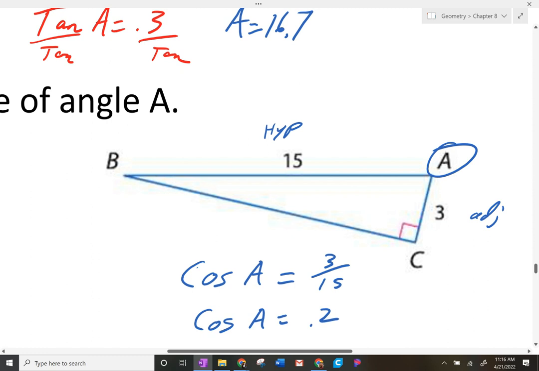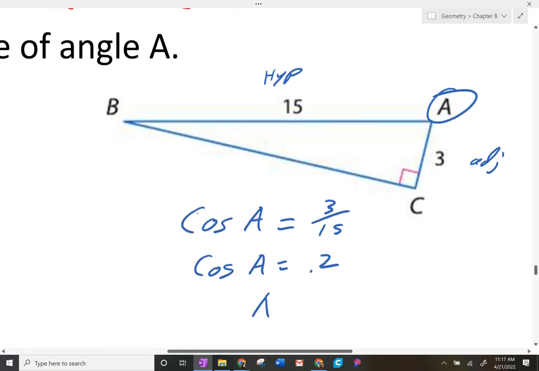And then I'm just going to do the inverse function for cosine, 0.2. So hopefully when you did the inverse function of cosine and 0.2, you were left with 78.5. You guys feeling good? Last one on your own.